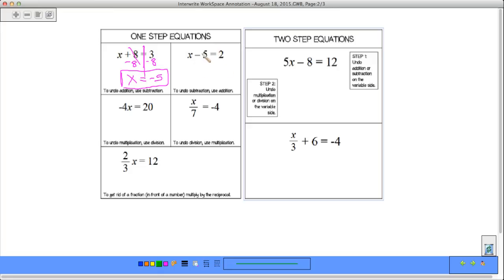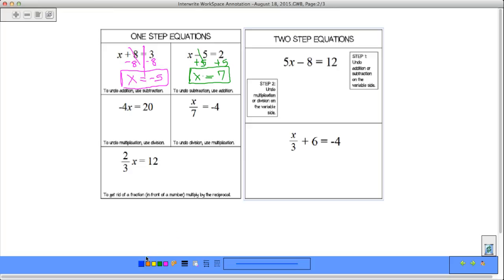So let's try a second example. So here I have minus 5 with my x. I want to get rid of the minus 5, so the opposite of that would be plus 5. That cancels, but whatever I do over here, I have to do on the other side as well. Once again, if you like the line, draw the line. If it doesn't help you, then don't worry about it. And I have x equals 2 plus 5, which is 7. I can plug back in to check. So 7 minus 5 is 2. I know I have the correct answer.